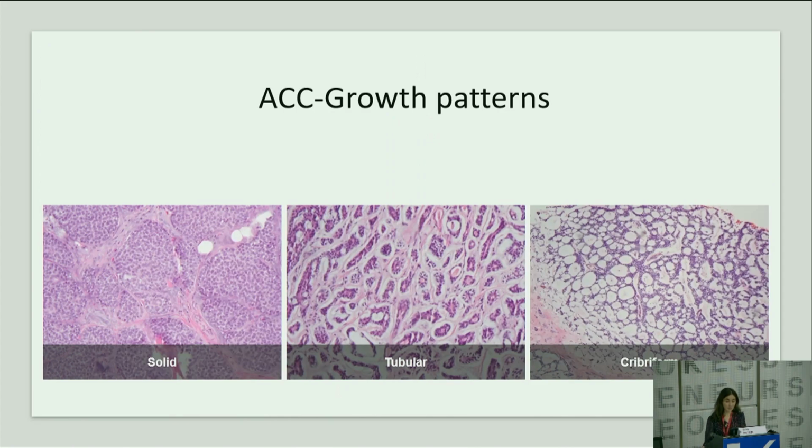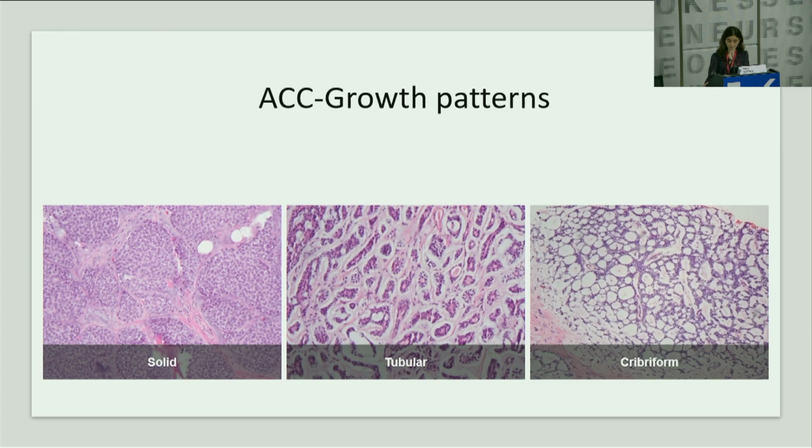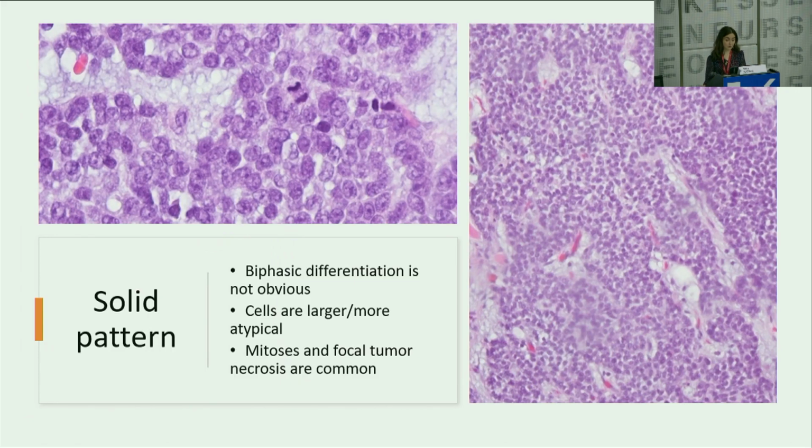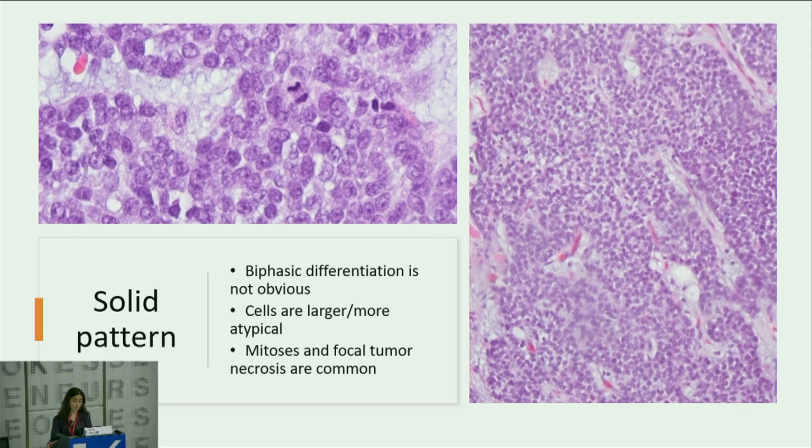There are three main growth patterns of adenoid cystic carcinoma: cribriform, tubular, and solid, and often we see more than one growth pattern within the same tumor. Solid growth pattern is characterized by lobules and sheets of solid growth without obvious biphasic ductal and myoepithelial differentiation. Moreover, the cells in solid growth pattern appear larger and more atypical compared to the cells in tubular and cribriform patterns. Mitosis and focal areas of necrosis are common in solid growth pattern.